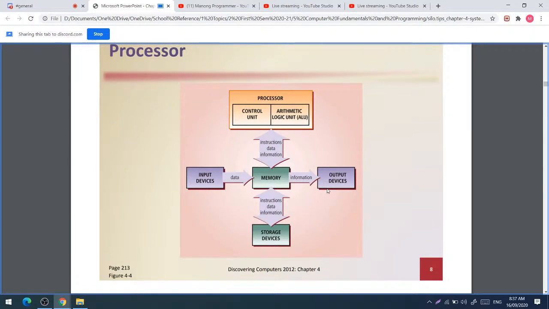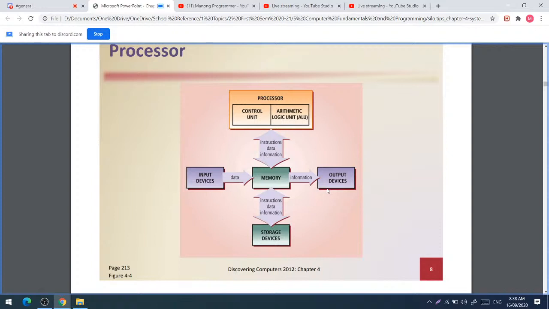So, this is what a computer organization looks like. So, we have the processor, we have the input devices, the output devices, the storage device, and the memory. So the processor has a control unit and arithmetic logic unit. So the arithmetic logic unit is mainly responsible for arithmetic operation. Those arithmetic operations include addition, subtraction, division, and multiplication. Then control unit po natin, it is responsible for choosing what operations to execute.